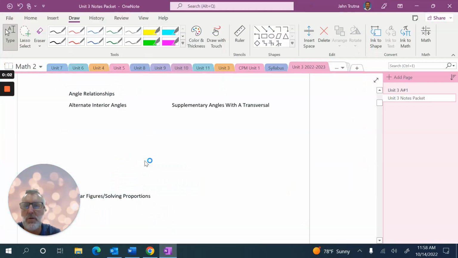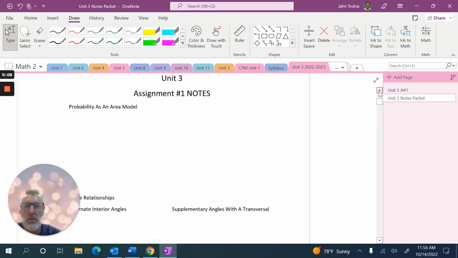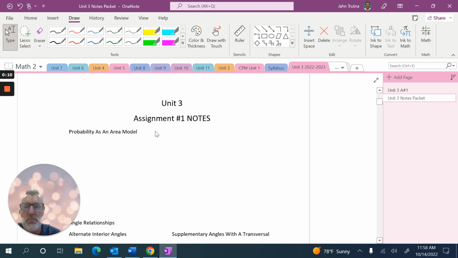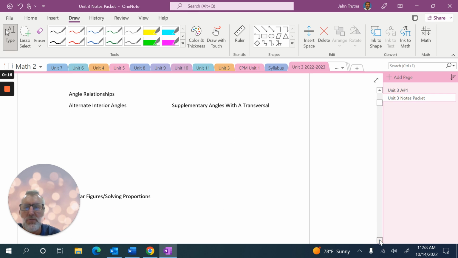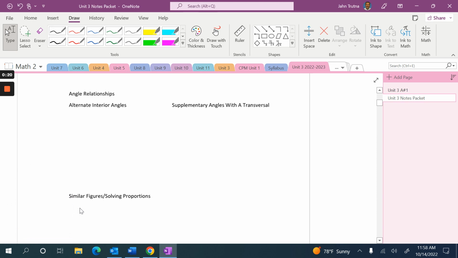All right, people, welcome to Unit 3. So right here, we are on Unit 3. We're on the notes for assignment number 1. You should already have the probability as an area model filled out. So what we're going to do is fill out the angle relationships portion and the similar figures and solving proportions portion of the note.